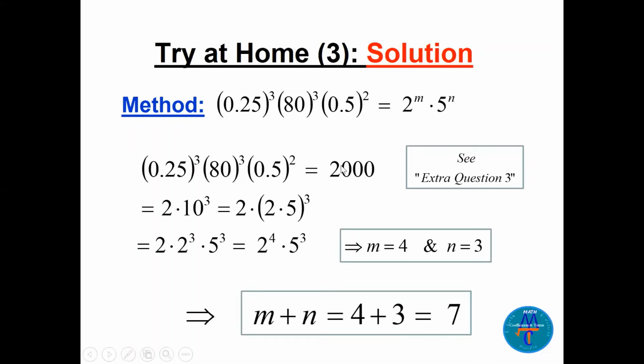2 is times what? 2 times 1000 here, see, 10 cubed. 2 times 1000, 1000 is 10 cubed. I know 10, 2 times 5, all cubed. Then I distribute the power here, 2 cubed, 5 cubed. Here I add the power, you see 2 power 1, 2 power 3, I add the power, 2 power 4 times 5 power 3. So if you compare this to the given here, what is m? M is in the power, only 4, n is 3. So when you add, the answer here is 7. That's m plus n.